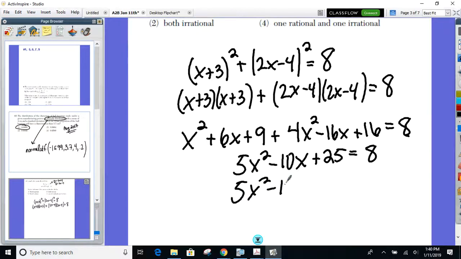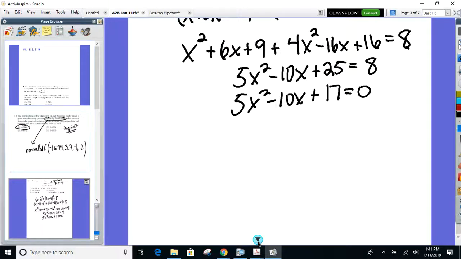5x squared minus 10x plus, why am I drawing a blank? 17. All right, nice. Your next move.